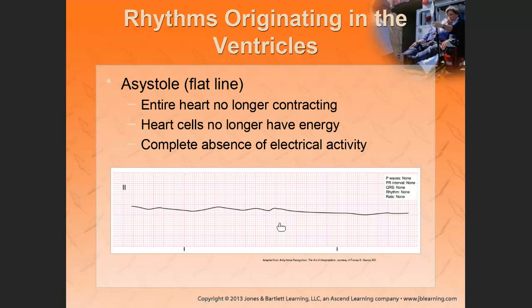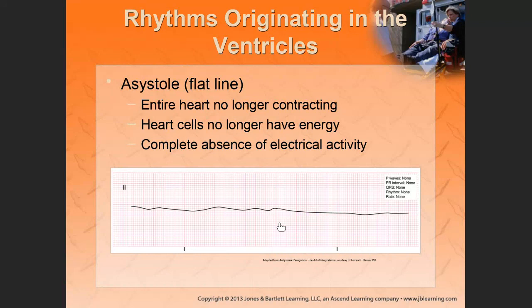So we check the pulse. Pulse is absent. Leads are good. We switch, still seeing a flat line. We adjust the gain. When we adjust the gain, we're still seeing a flat line. Which rhythm is this? So we have done all the checks and the rhythm has not changed. Which rhythm would that be now?